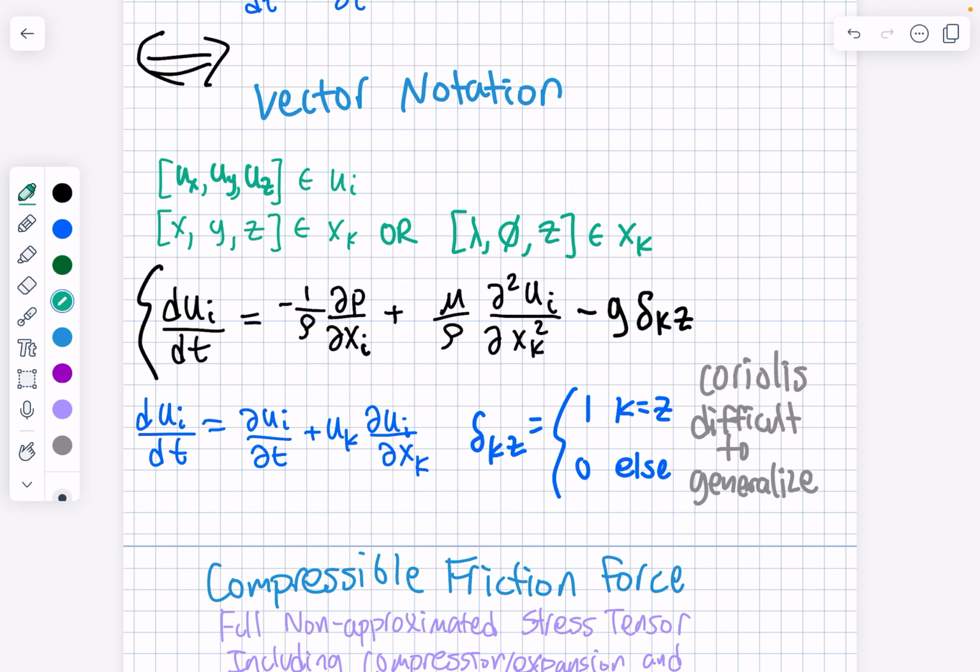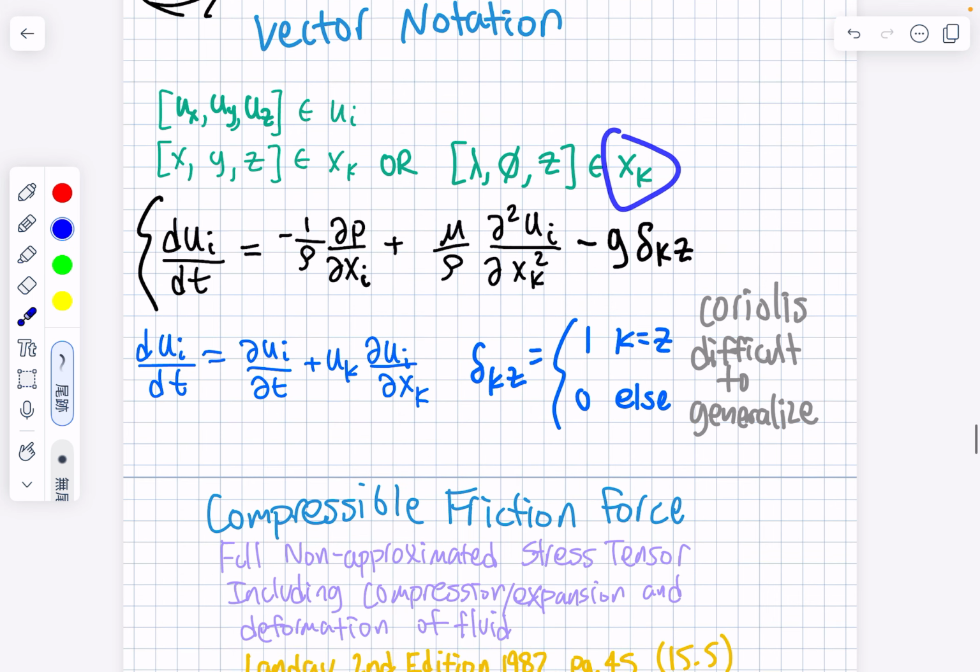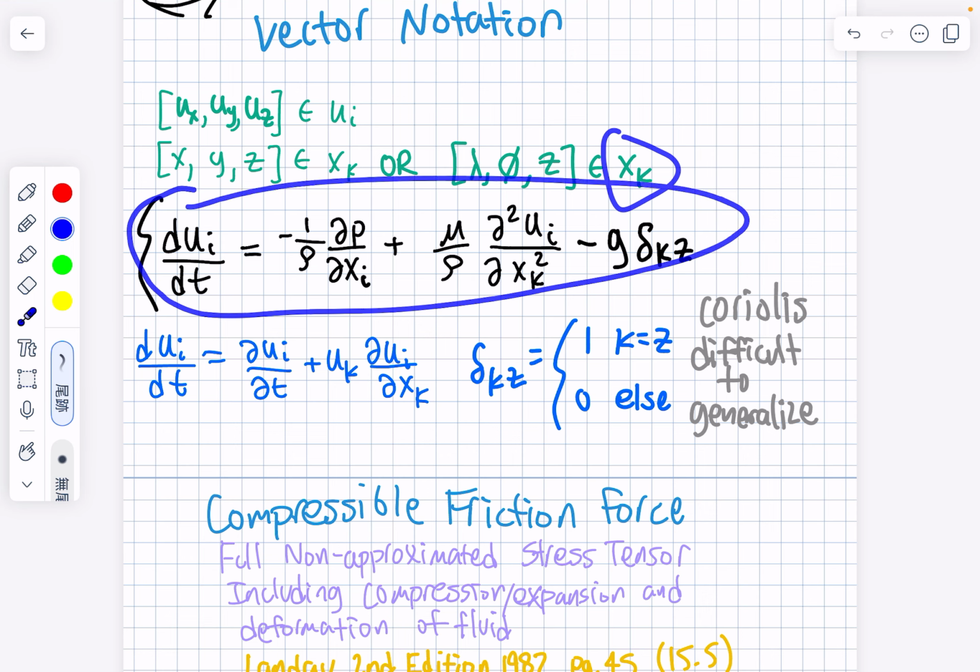We also have xk, where you would have the x dimension, y dimension, and z dimension in there. So it's kind of like ui, but that's for velocities. This is just for dimensions. You could also put longitude, latitude, and z in xk as well. And so this is how we're going to write our equation.